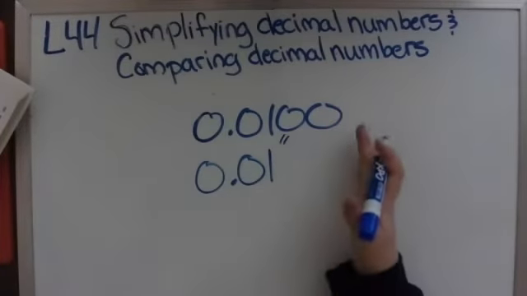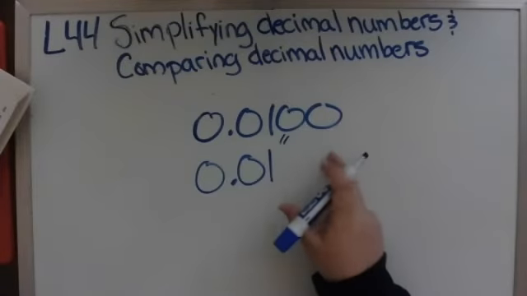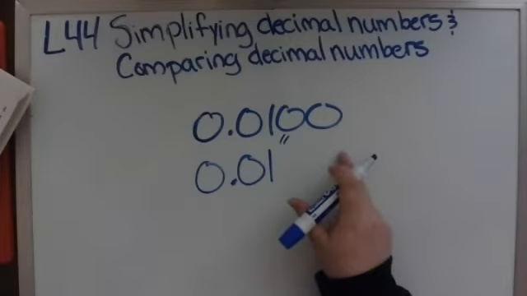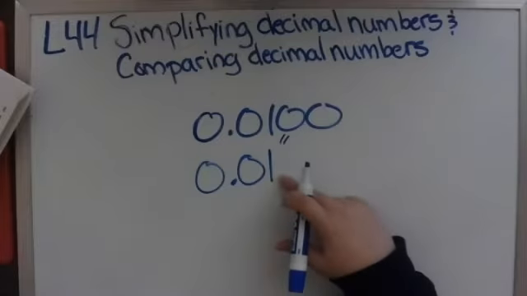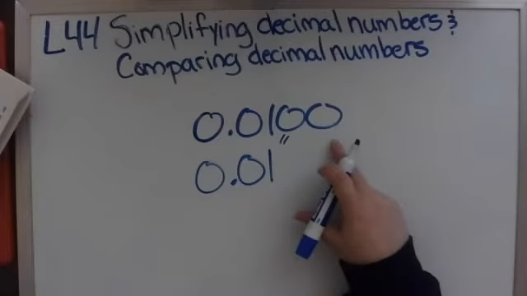Any zeros to the right of the number can be taken out as long as there's not a different numeral over there. So again, simplifying, you're just turning this into this. You just take out the unneeded zeros.